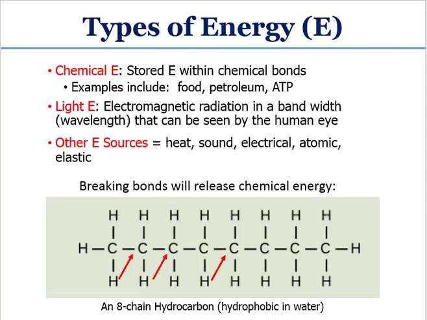We will be introduced to various types of energy. There's chemical energy in the form of covalent bonds, like you can see here, highlighted with the red arrows. There's also electromagnetic energy, like what we see with our eyes, and other sources like heat, sound energy, electrical, and atomic energy with the vibrational movement of electrons flying around the nucleus of an atom.